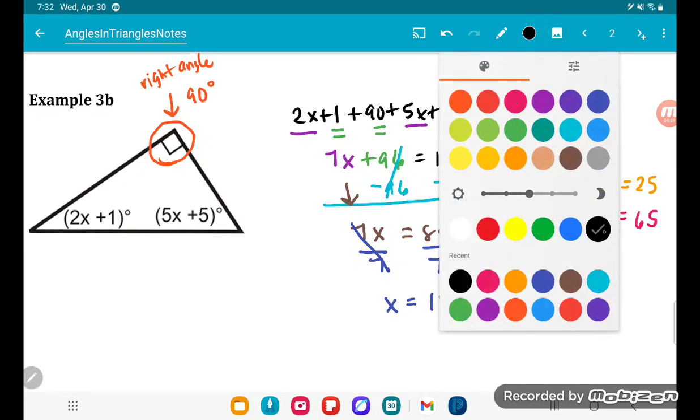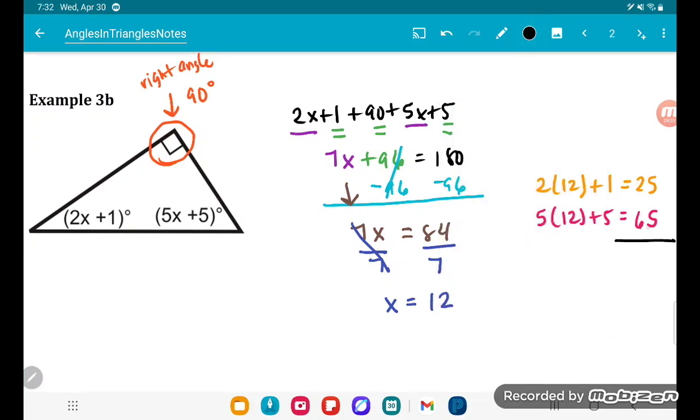Now, this is important. We only found 2 angle measures. 25 plus 65 is 90 degrees. It's important we remember that right angle given because 90 plus 90 equals 180 degrees. So that's how we check our answers.